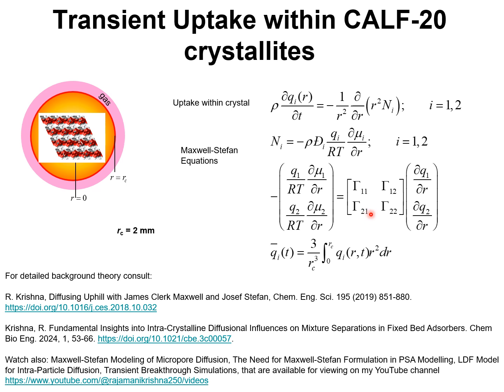In our case, we use the NRTL RAST model to describe equilibrium between the bulk gas mixture and the external surface of the CALF-20 crystallites. For the simulation results I will present in the subsequent slides, I use a crystallite radius of 2 millimeters.